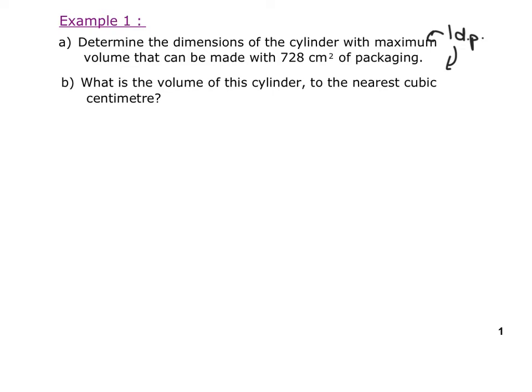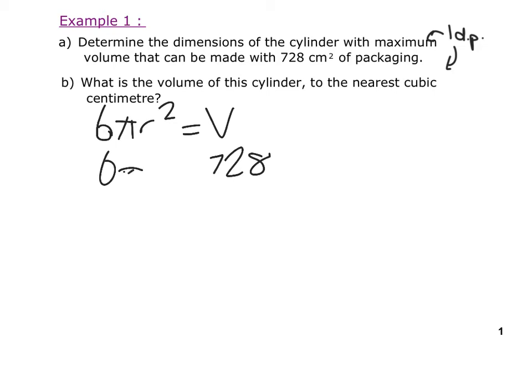Okay, so you're first, the maximum volume formula is 6 pi r squared, which equals the volume. Now we know the surface area is 728, so we do 728. Not the volume, yeah, surface area, my bad. Okay, so then you divide by 6 pi on both sides, which equals what? Can someone do that calculation for me?